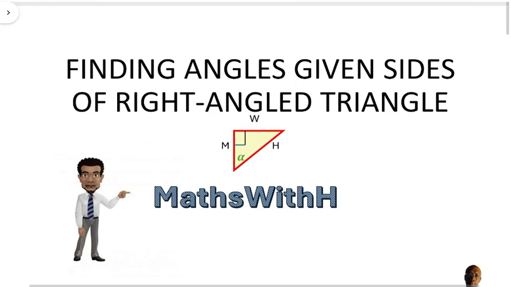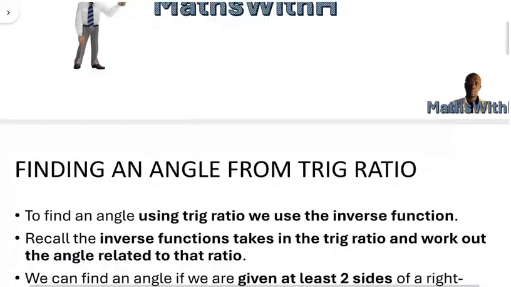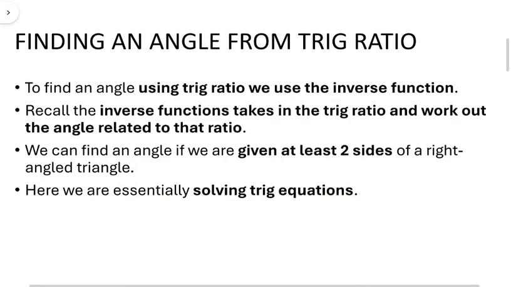In the previous video we looked at how to get an unknown side of a right angle triangle using a side and an angle other than 90 degrees. So in this video we want to look at how to get an angle inside that triangle using two sides of that triangle. Okay, so let's get to it. To find an angle using a trig ratio, we use the inverse function.